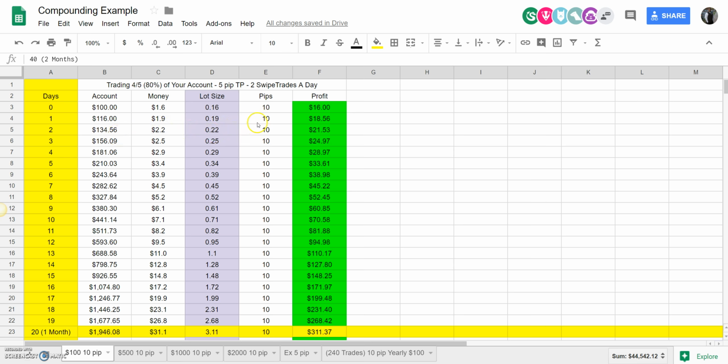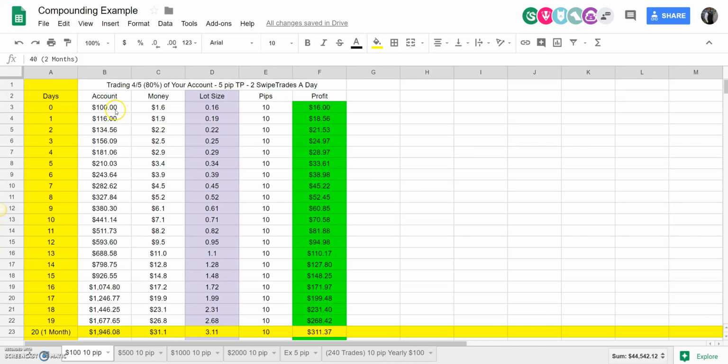Now, understand you do not have to focus on the days here. The days are not what's important when trying to figure out what column you should be in. The account size is what's important. So if the swipe trades are really flowing that day and trades are coming out back to back, you're putting them in one at a time.